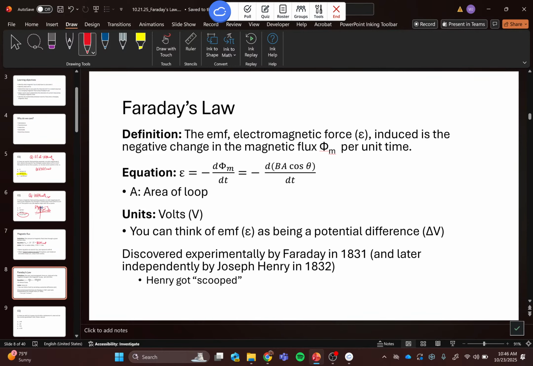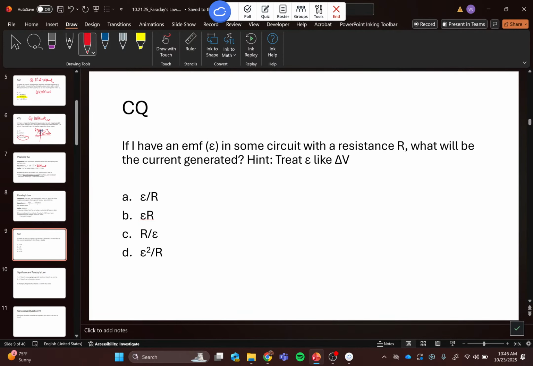All right. Let's see if this landed. There were 2 main points. Let's see if one of them landed. If I have an EMF in some circuit, what's causing this EMF? We don't care. And there's a resistance R. What will be the current generated? Treat EMF like change in potential.